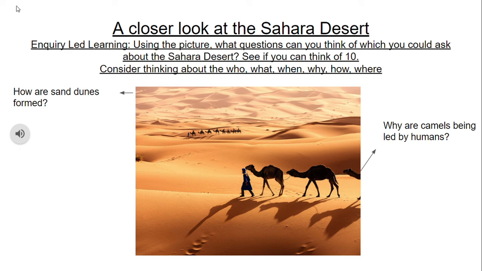So this is a very, very simple tool to use for that inquiry-led learning. We have a picture which represents an area of learning. You provide some prompts, some worked examples of questions that students could ask, and then you just provide those question stems of the who's, the what's, the when's, the why's, the how's, and the where's, just to encourage students to be those curious learners who want to ask questions about the learning that is taking place.